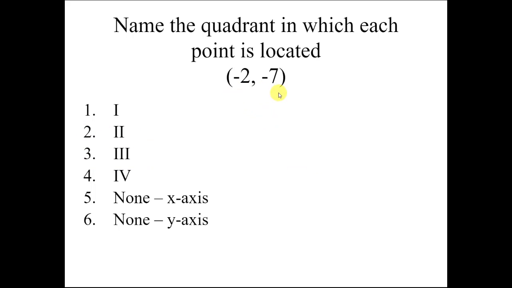This one has 2 negative numbers. So the X is negative and the Y is negative, so you would have ended up in quadrant 3. This one, you have to think about what happens first. The X doesn't move. It stays on the origin, and then on the Y value, it goes up. So this is only on the Y axis.